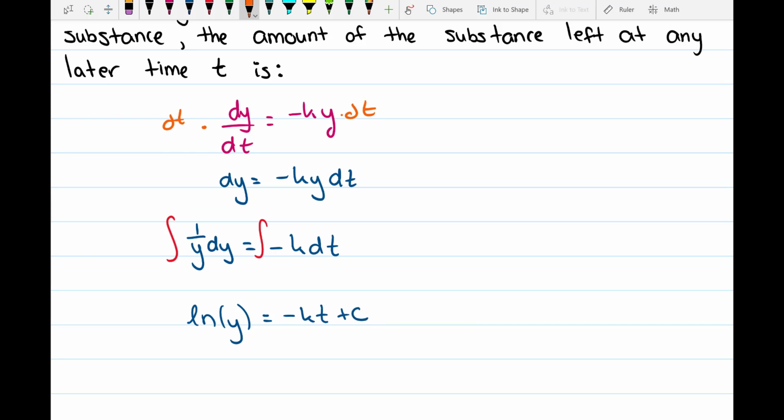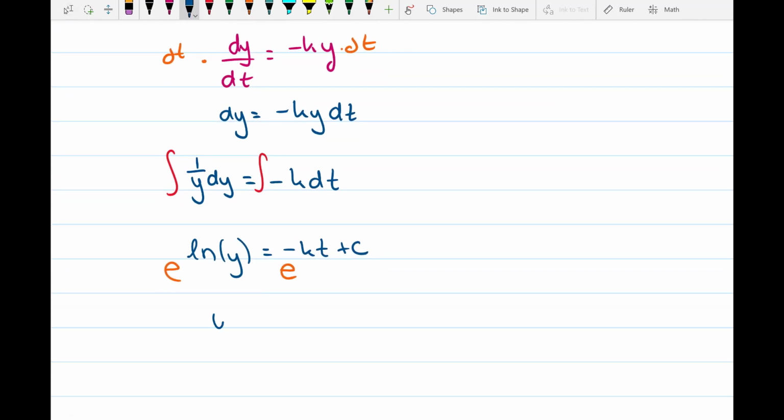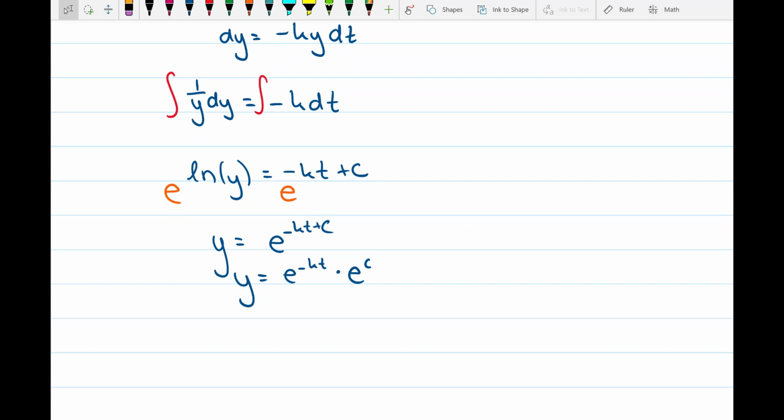In order to cancel the ln's, we go ahead and raise both sides to the power of e. And we get y is equal to e to the negative kt plus c. So y is equal to e to the negative kt times e to the c. And remember, e to the c represents some constant. So I'm going to go ahead and let e to the c equal y naught. I can call it c, it really doesn't matter. And so I get y is equal to y naught times e to the negative kt when k is greater than 0.